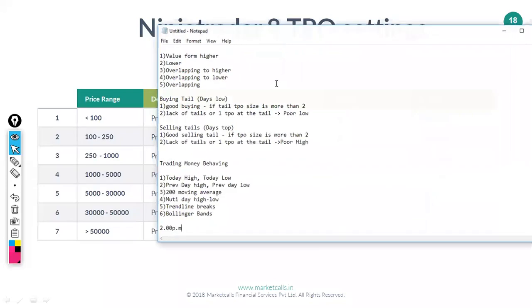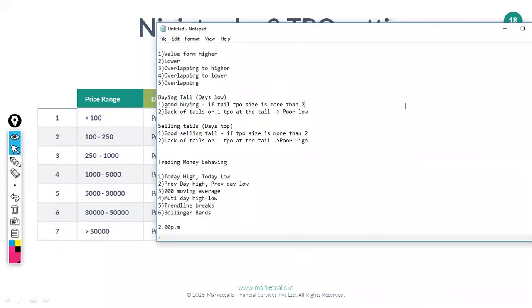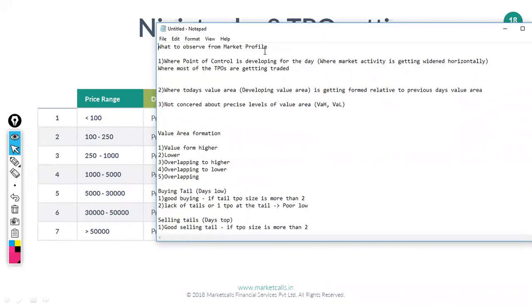So we talked about what to monitor, right? There are a couple of things we monitor. We monitor where the point of control is getting developed for the day and where activity is getting widened horizontally. That's where the equilibrium point is getting developed. And often the point of control acts like a magnet. That's what we've seen in the past session.